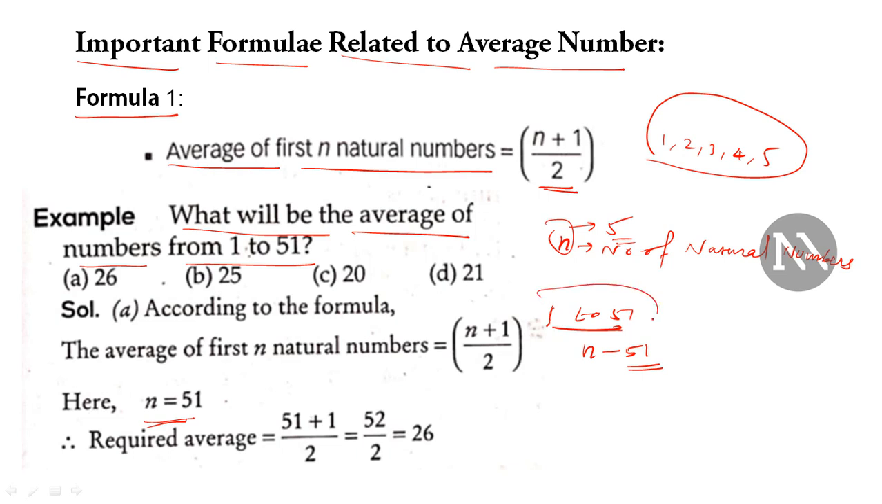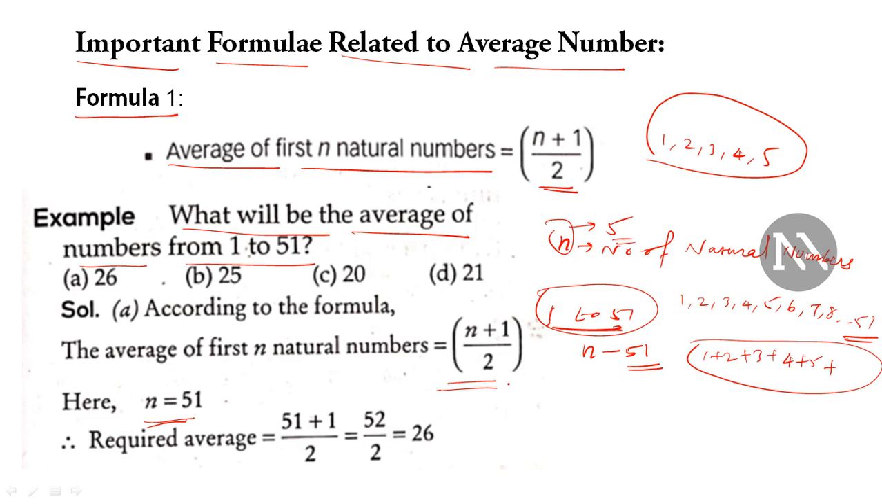So for these 51 numbers I am going to find out the average, right? 1, 2, 3, 4, 5, 6, 7, 8 till it goes to 51. It will take longer time if I add 1 plus 2 plus 3 plus 4 plus 5 plus... This is the formula: sum of data, or sum of observations, divided by number of data. If I do it in this way, it will take longer time. So this formula is really important to find out the answer for this kind of problems easily.